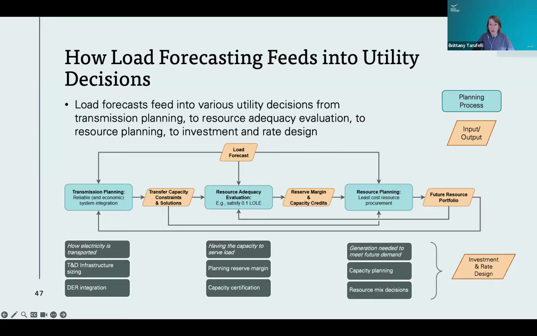So to recap, load forecasting feeds into a number of utility decisions, from transmission planning to resource adequacy evaluation to resource planning to rate design. In transmission and distribution planning, load forecasts are critical for determining how much and what type of infrastructure is needed to reliably deliver electricity from suppliers to end-use consumers. So in that context, forecasts can inform the size of transmission lines, substations, distribution feeders. They can determine hosting capacity, etc.